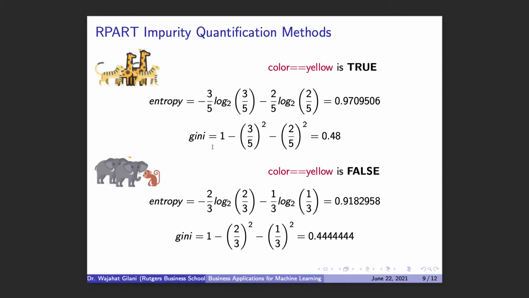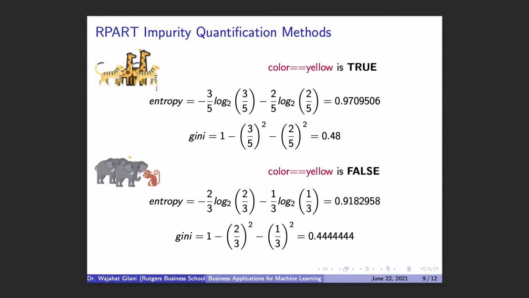Now the rules were already predefined, right? Color equals yellow was our rule. So what happened when color equaled yellow? What happened to the entropy and what happened to the Gini index? We had two different subgroups created, so we'll calculate both entropy and Gini for both subgroups.